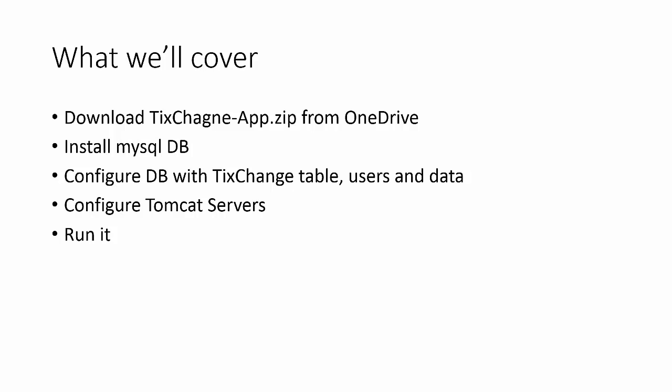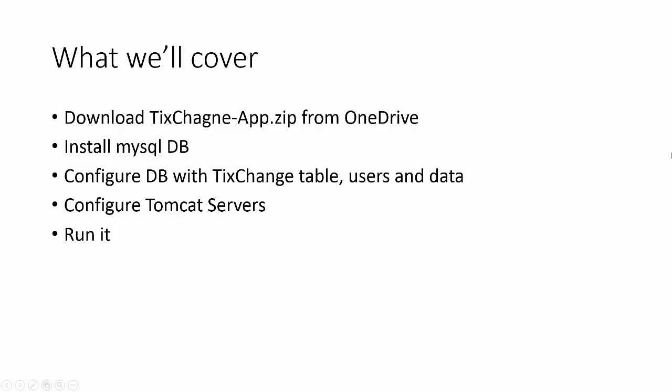Here are the steps that we're going to take. First, we're going to download the TixChange app zip from OneDrive. These are the Tomcat servers with the TixChange web files already configured. Before we run them, we'll have to install a MySQL database because that's what TixChange uses. We'll configure the database with TixChange tables, users, and the data. Then we'll configure the Tomcat servers so they point to your JVM home. And lastly, we'll run it. Simple as that.